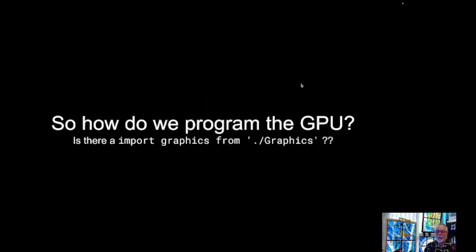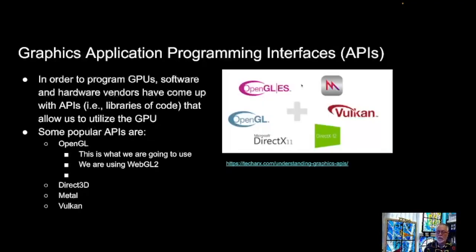So how do we program a GPU? The hardware is very specific. There's the OpenGL hardware. There's also the Direct3D API. All of these vendors like AMD, NVIDIA, and Apple with their silicon on their chip, they provide support for these APIs. OpenGL, we're going to use WebGL2, which is essentially OpenGL. Direct3D, Metal, and Vulkan are different ways of accessing the hardware. They all have their advantages.